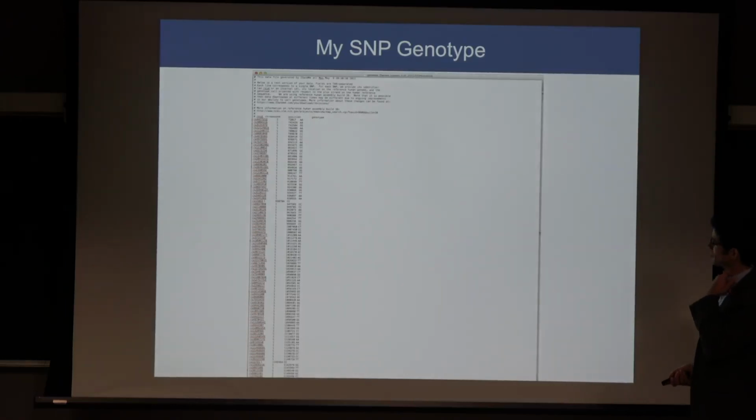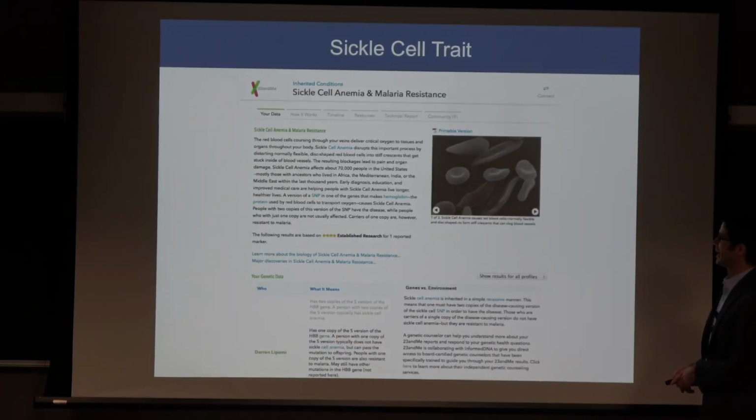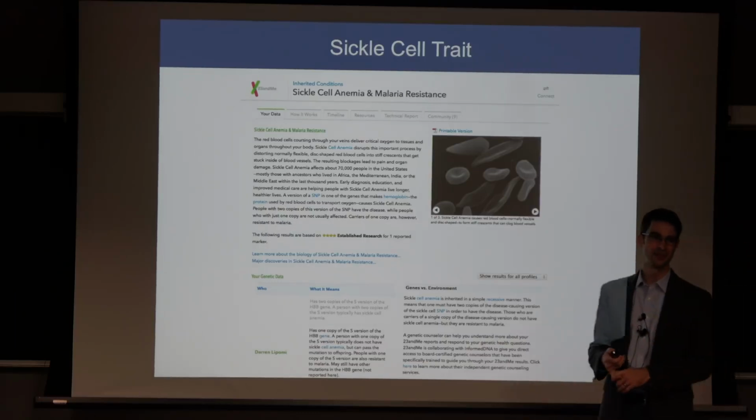This is the first page of 62 million entries for my SNP genotype. You can't really get any information from this, so don't try to blackmail me. And what it told me, so this is a company called 23andMe. Has anybody done 23andMe? A few people.